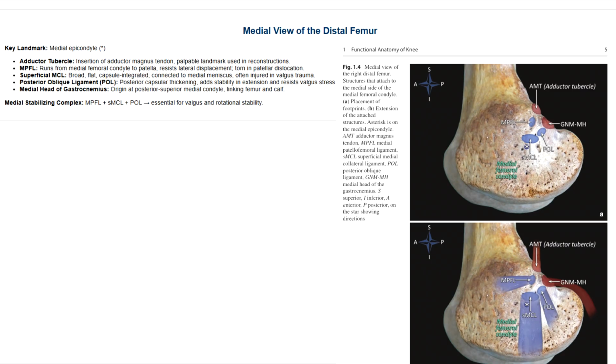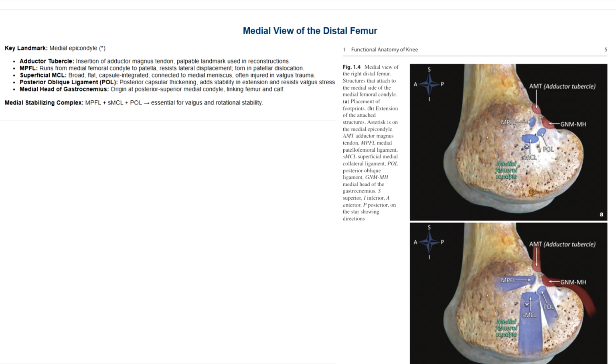To bring this home, I encourage you to palpate the inside of your knee. Just above the joint line, slightly posterior, you may feel the adductor tubercle, and just below it lies the thick band of the MCL, which you can sometimes appreciate as a firm structure in slender individuals.